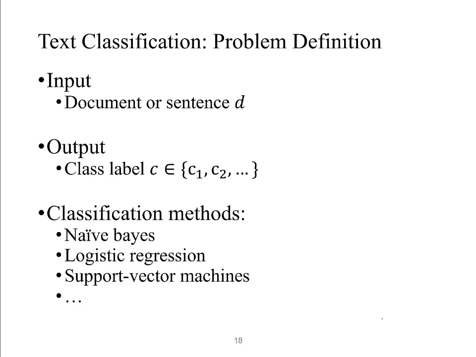So the more official problem definition of text classification is that the input would be a document or sentence. We use D to represent it. The output would be a class label C that is in the set of C1, C2, and so on. It depends on the task, so how many different labels you have.